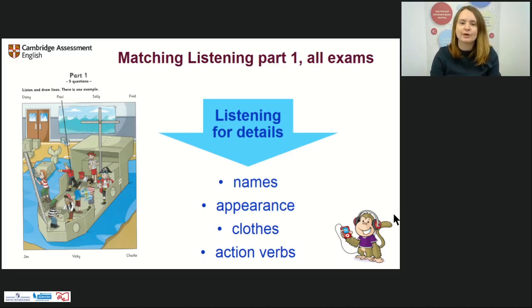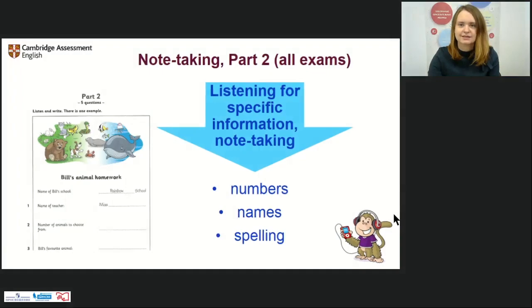Also, your students should be able to identify the names, to be able to read the names, and please make sure they know that some names are for both, for girls and boys, such as Sam, for example. Let's have a look at the next slide and the next type of task.